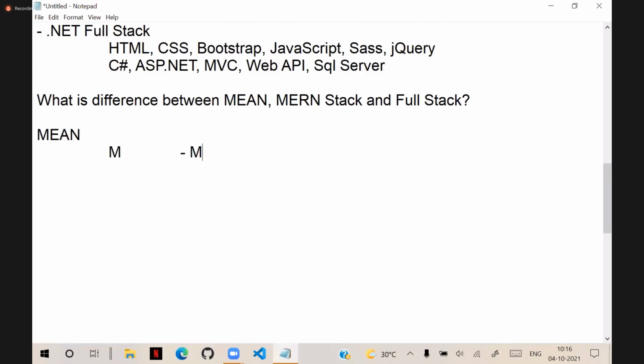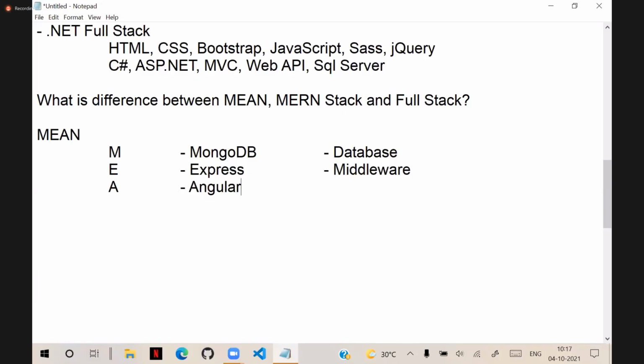M stands for MongoDB. It is a database. And E stands for Express. Express is a middleware. What is middleware? I will give you clarity now. We will discuss it technically. A stands for Angular. Angular is client side. And N stands for Node.js. Node.js is the server side.